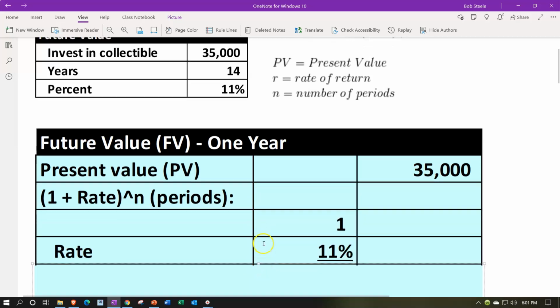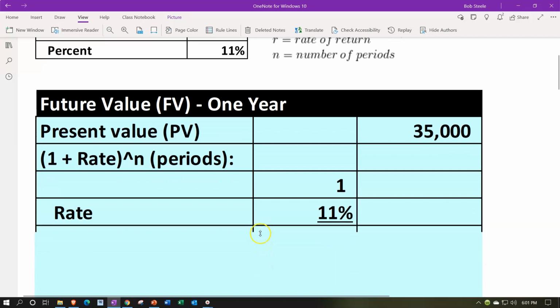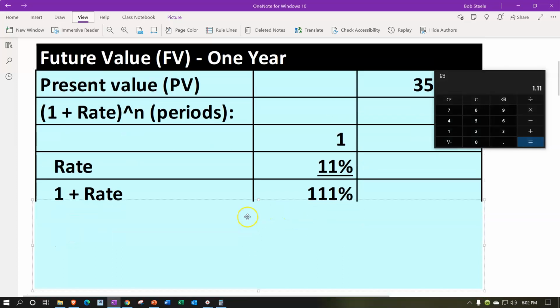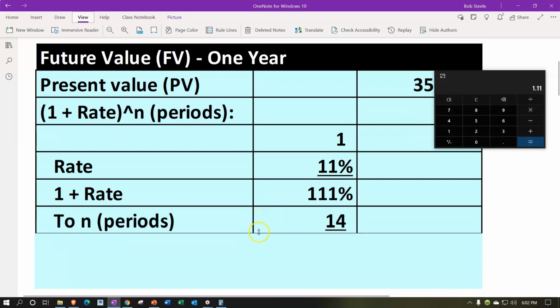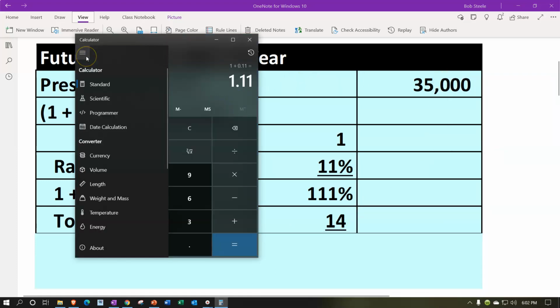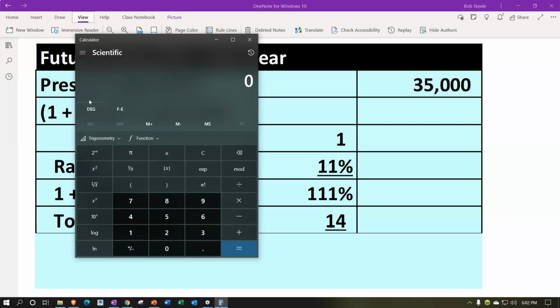So 1 plus R, which is going to be the 11%, that's going to give us 111%. When we put that in the trusty calculator, make sure that you're being careful of the decimal. So 1 plus the 0.11 would be 1.11 or 111%. Then we're going to take that to the number of periods, in this case years, that being 14. To do that in our calculator, I'm going to change this in Windows to a scientific calculator, which provides us the capacity of calculating this.